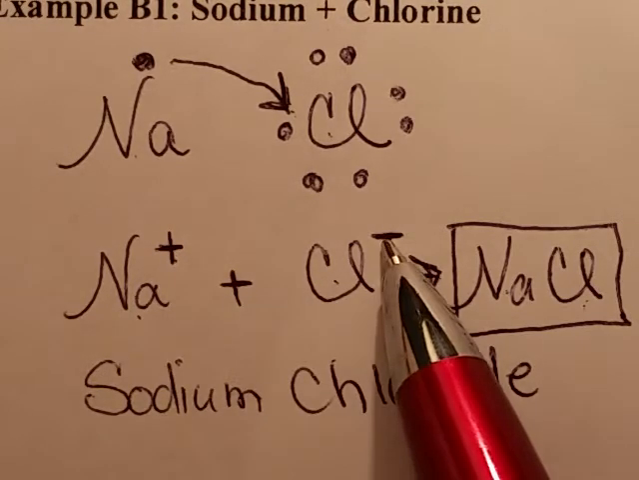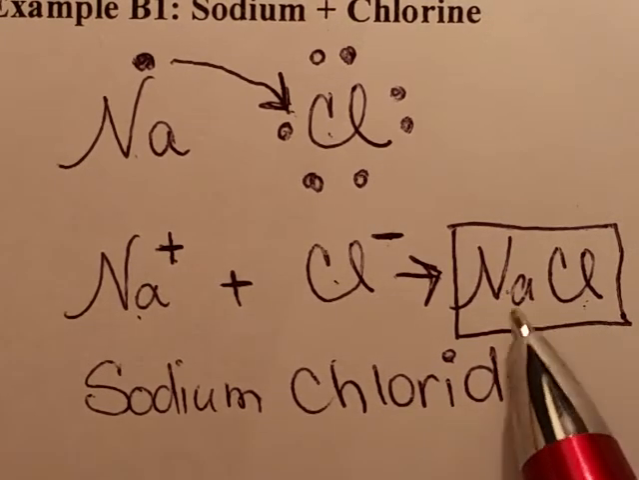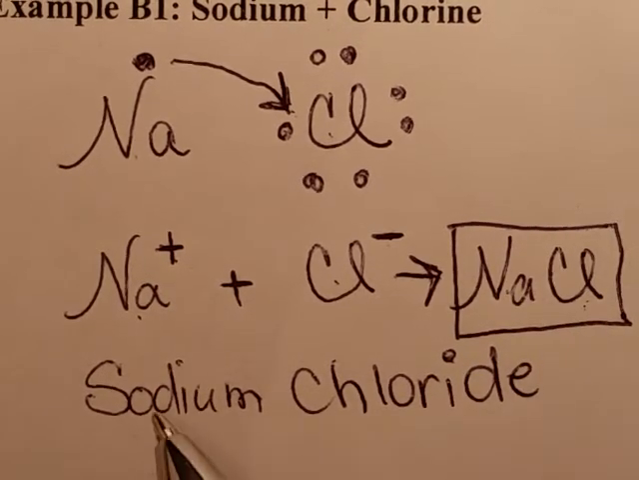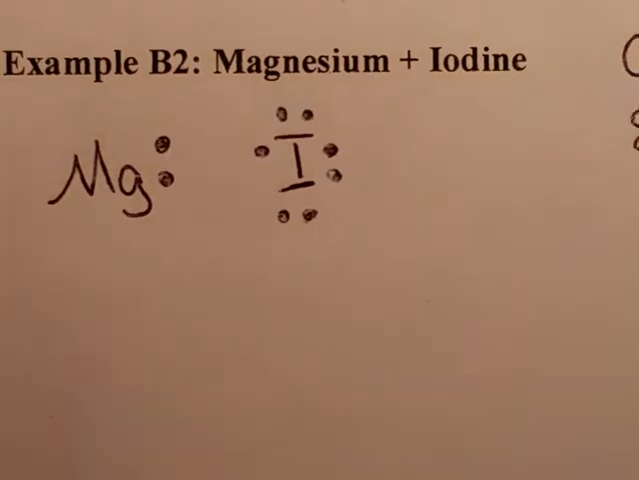Plus 1 minus 1 equals 0, so that is balanced. So we have 1 each of sodium and chlorine. And then be sure and write the name, sodium chloride. So I want you to go ahead and look at your periodic table. Find the number of valence electrons for magnesium and iodine and do the Lewis dot structure. Pause the video so you can do that.